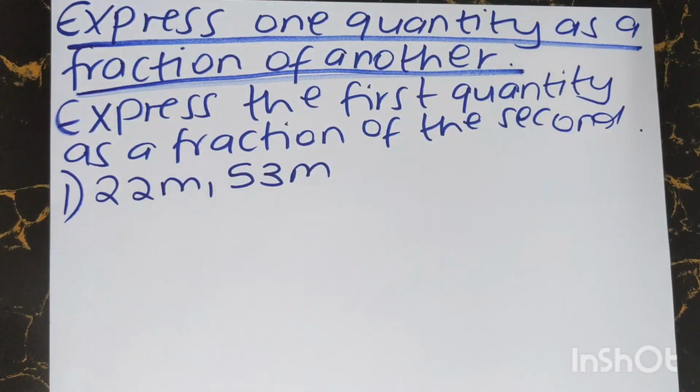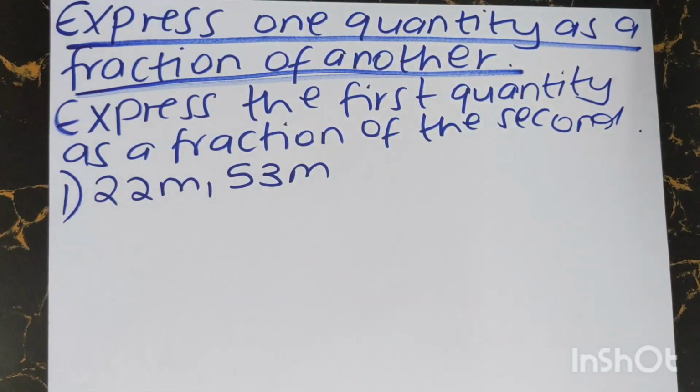So express the first quantity as a fraction of the second: 22 meters and 53 meters, okay? So the first thing you should do when you get a question like this is to ensure that the two quantities have the same units, okay? So the first and the second quantities are both in meters, so we are good to go.